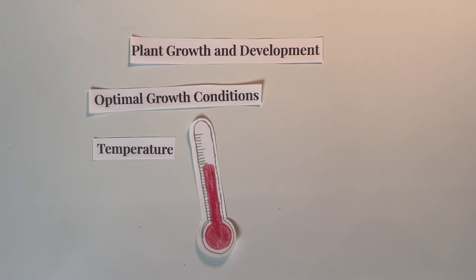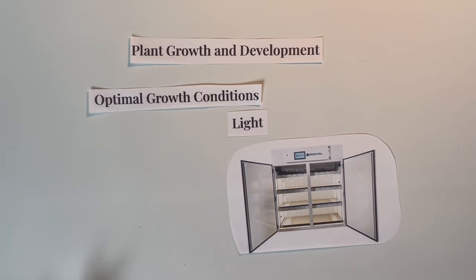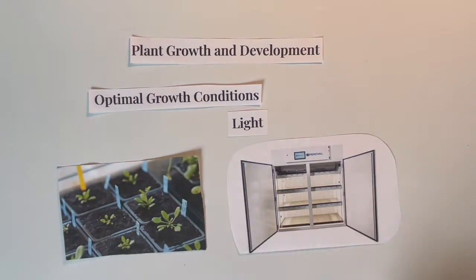Optimal light for Arabidopsis is cool, white, fluorescent light. In our lab, we use grow lights. The photoperiod is the length of time that the plant is exposed to light each day. It can range between 8 and 24 hours. The shorter photoperiod means increased vegetative growth.